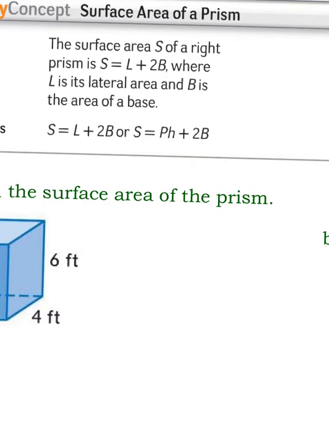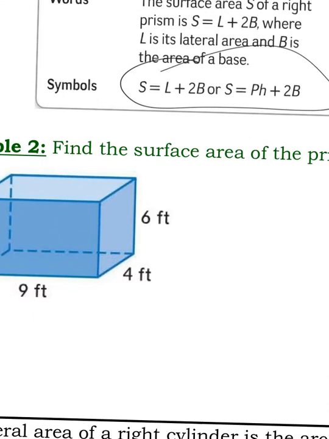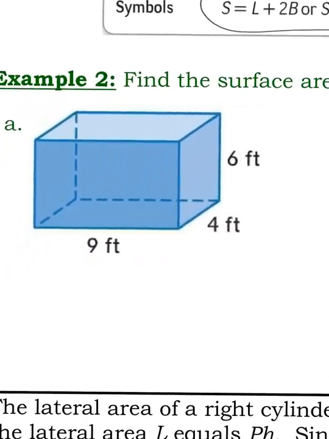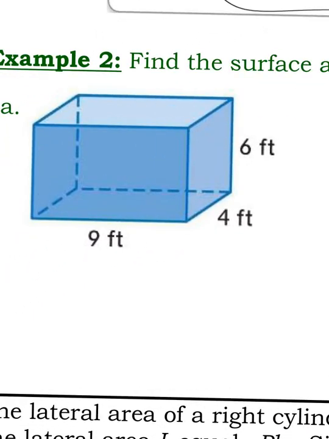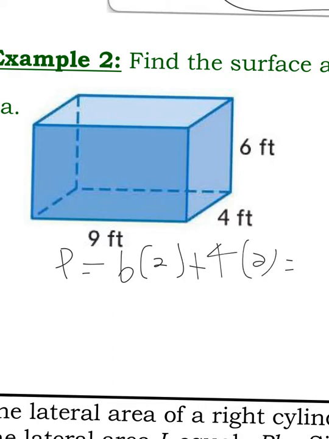So you can look at it like this with the L plus 2B, or if you don't remember the L formula, it's PH plus 2B. So we'll go step by step. The first thing I'll need to do is find the perimeter. And again, which one's my base? My base is the ones with the 6 and the 4. I have 2 of those, and I have 4 of the ones with the 9 on it. So I have 6 times 2 plus 4 times 2, and that equals 20.